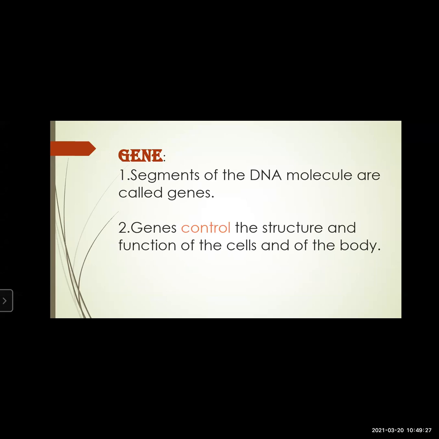Segments of the DNA molecule are called genes. So the small segments of the DNA molecule are called as genes. And genes control the structure and the function of the cell and of the body. So this small part, it is responsible for the synthesis of proteins. Whatever particular type of protein will be synthesized, that information is stored on the genes. So a gene is nothing but a small part or a small segment of DNA molecule.